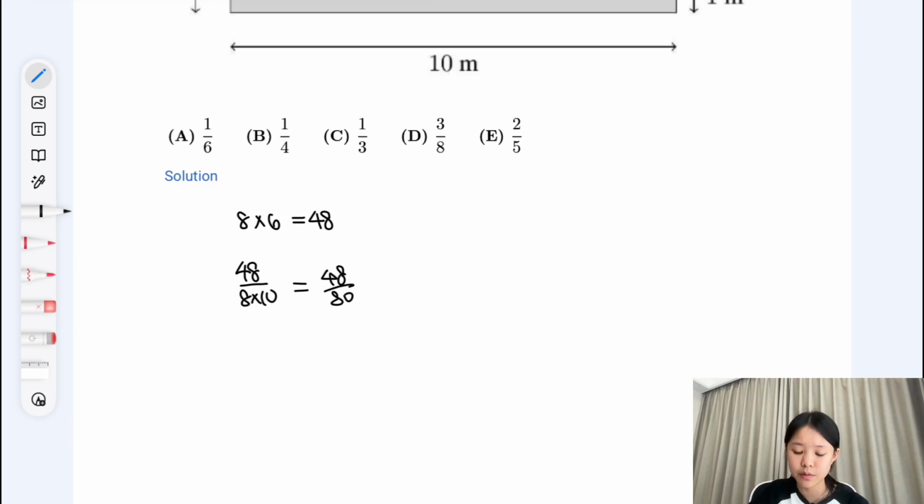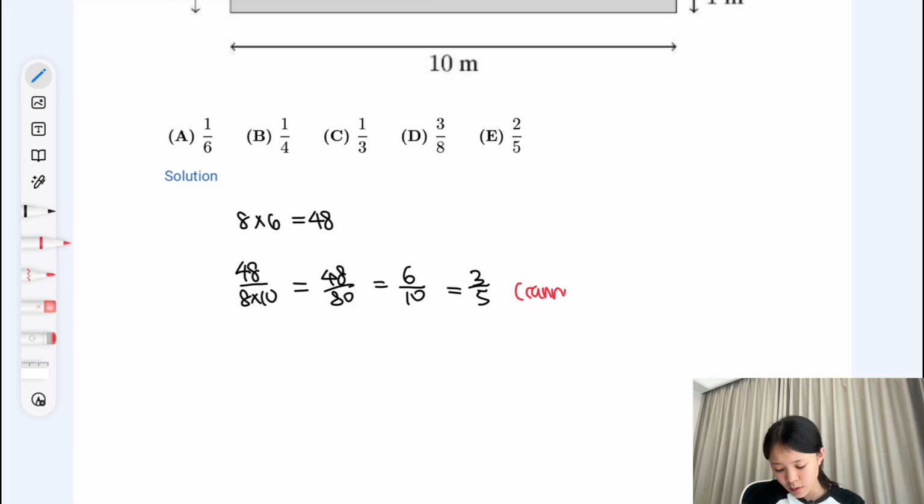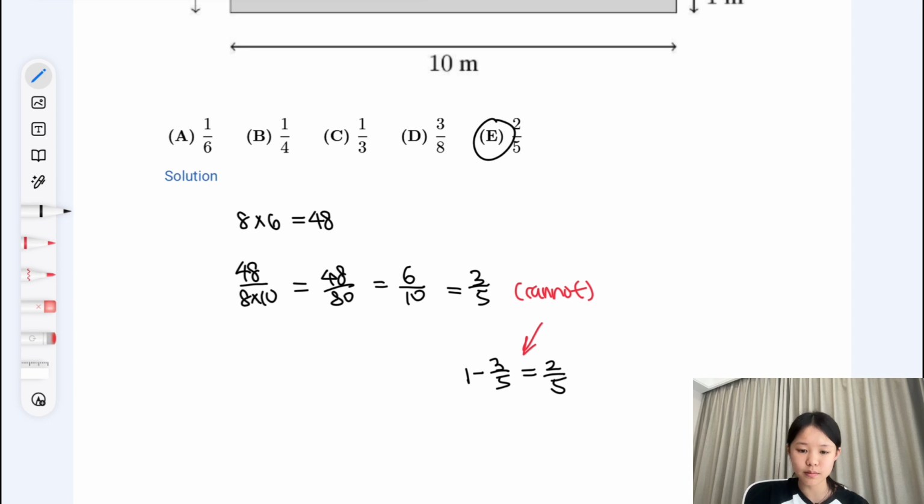And if we divide both by 8, we get 6 over 10, which we can simplify to 3 over 5. Now, importantly here, you want to remember that this is the part that he cannot reach, right? So he cannot reach this part. And we want to find the part that he can reach. So you got to make sure to, in the end, subtract it from 1, which we get 2 over 5. So the answer is E.